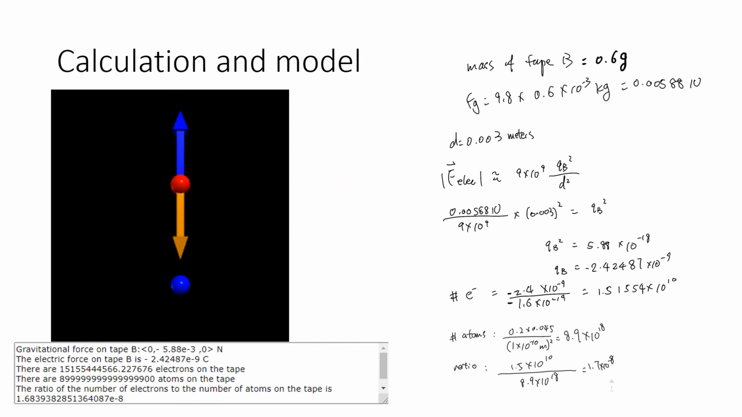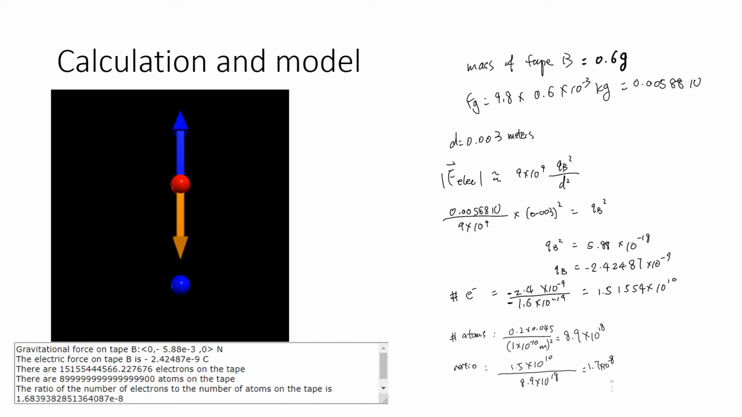So on the left is my computational model and the result I got from that model, and on the right are my handwritten calculations. In order to do the calculation, I need to make two assumptions. First is that all tapes have the same net charge. Second is to treat each tape as if it is only an electron located at the center of the tape.